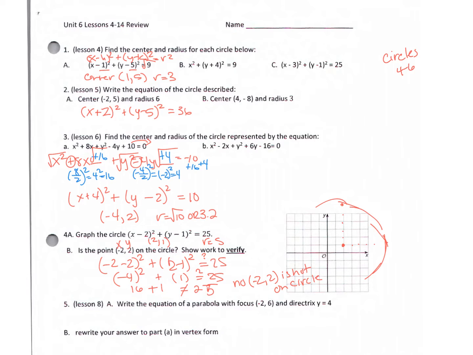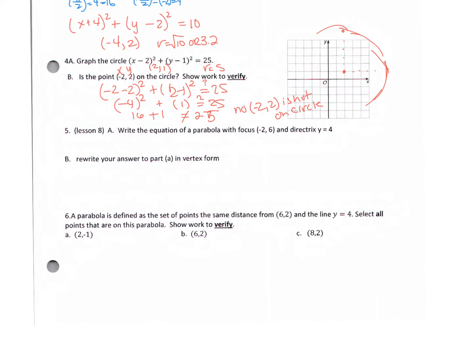So then let's keep going. Now we're on parabolas. Parabolas were lessons 7 and 8 in our workbook. Write the equation of the parabola with focus. So this is my a, b, and this is my y equals k. So I have x minus my a, which gives me x plus 2, because of minus minus, plus y minus 6 squared equals y minus 4 squared.